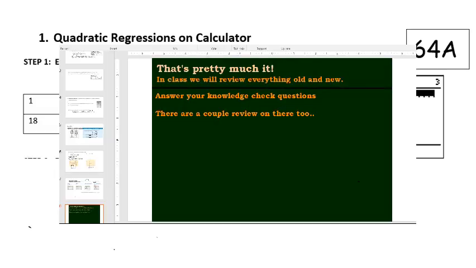That's pretty much it. As I said earlier, please watch the linear regression video first and then watch this video to make sure that you understand the calculator steps. In class, we will have plenty of time to go over these calculator steps and processes.